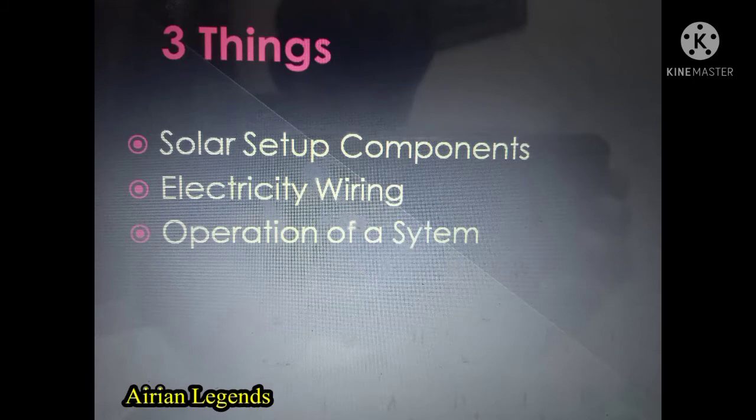Before we proceed to our project, three things are to be considered before starting the solar power system. Number one, solar setup components. Number two, electrical wiring of a solar system. Number three, operation of a solar power system.